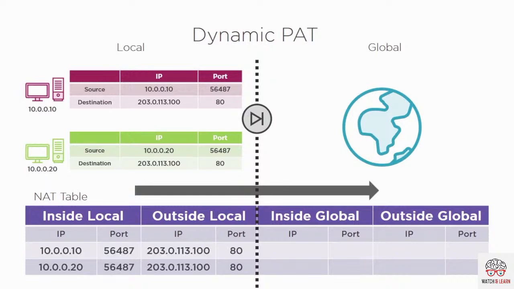So let's look at how we do that. We first record all of our inside local and outside local information. So we're recording what each packet looks like on the local side of our network.